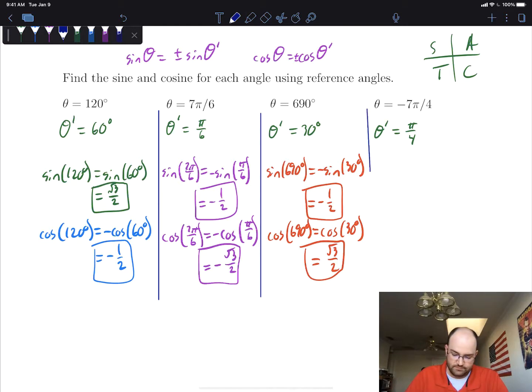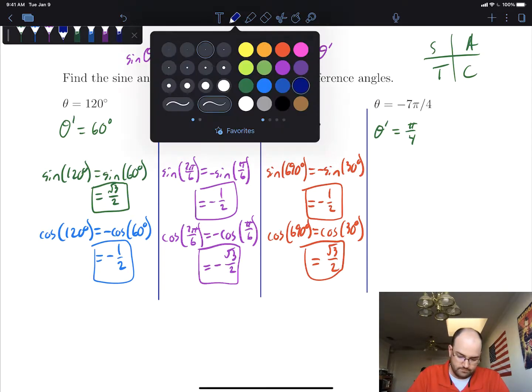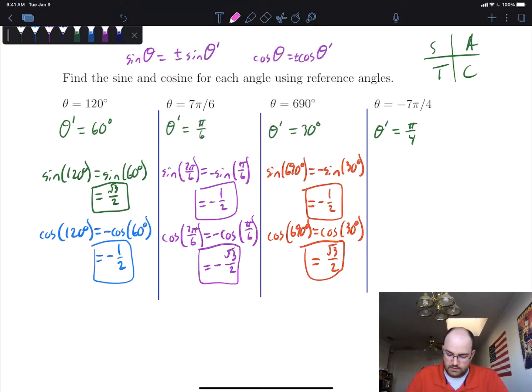Now for the last one. Negative 7 pi over 4. Negative 1 pi over 4, 2 pi over 4, 3, 4, 5, 6, 7. We're in the first quadrant, which means all of them are positive. So that means that the sine of negative 7 pi over 4 is the same thing as the sine of pi over 4, which is, of course, root 2 over 2.